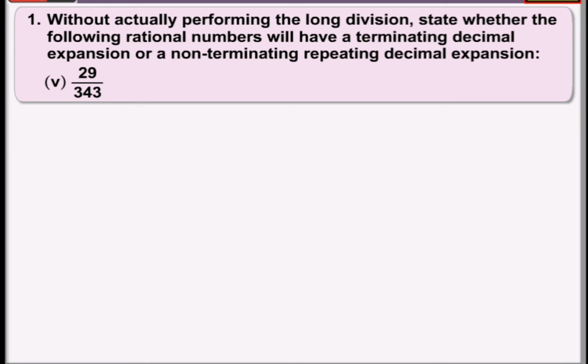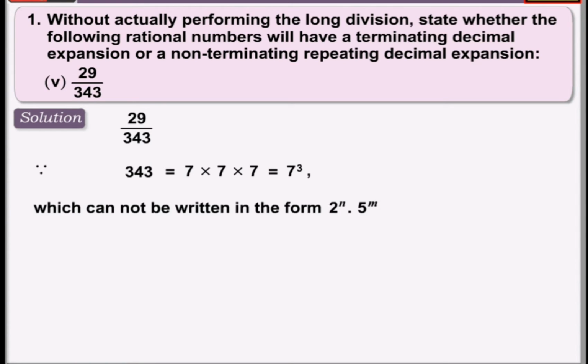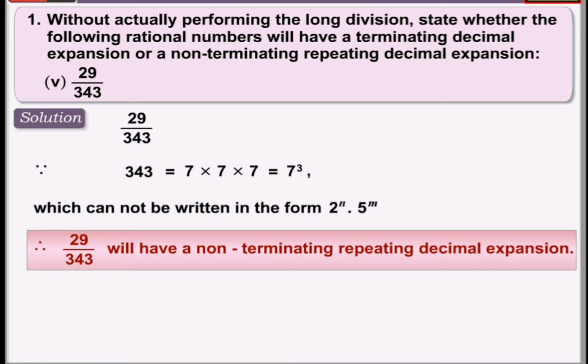Number 5. 29 upon 343. Solution. We have 29 upon 343. Since 343 is equal to 7 into 7 into 7, that is 7 cube, which is not of the form 2 raised to power n into 5 raised to power m. Therefore, 29 upon 343 will have a non-terminating repeating decimal expansion.